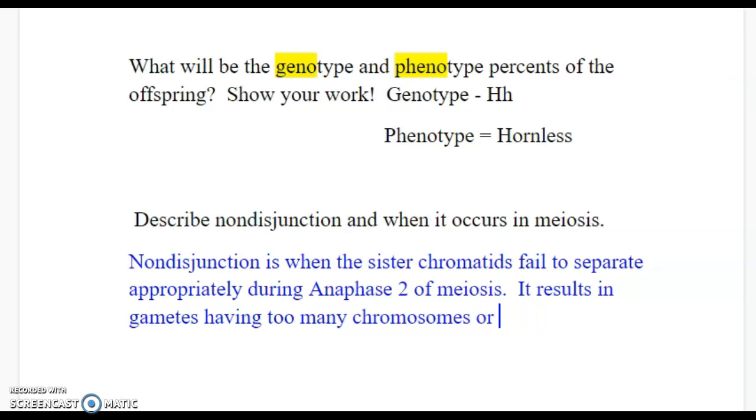So the one that got the extra chromosome would have too many. The one on the other side would have too few because it did not get its chromosome from that sister chromatid. So it results in gametes having too many chromosomes or too few chromosomes.